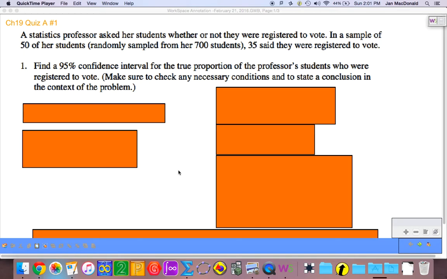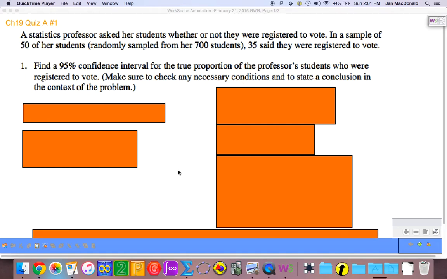We're in Chapter 19, Quiz A, question number 1. Let's take a look at the prompt. A statistics professor asked her students whether or not they were registered to vote. In a sample of 50 of her students, randomly sampled from her 700 students, 35 said they were registered to vote.